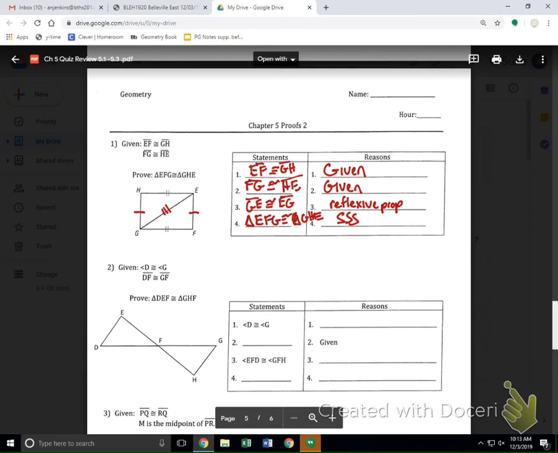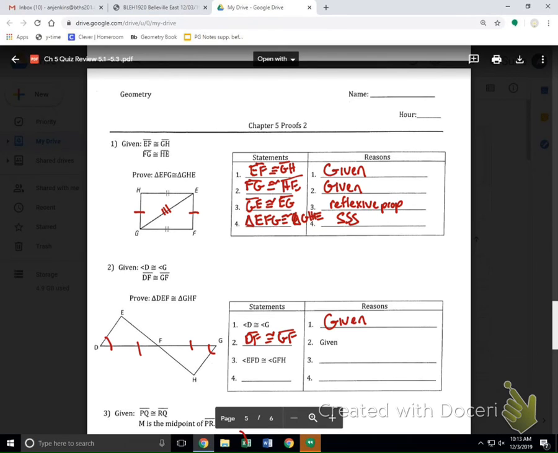Okay. And then let's go to our next one, number 2. So for number 2, we know that angle D is congruent to angle G. How did you know that? Given. The next one tells you it's given, so we're just going to list our other given. DF is congruent to GF. Our third one tells us that we know, let me draw those in. Angle D is congruent to angle G. DF is congruent to GF.